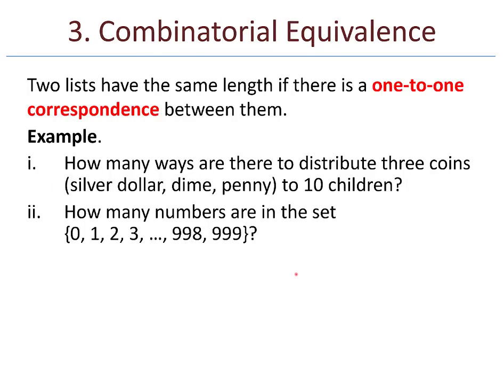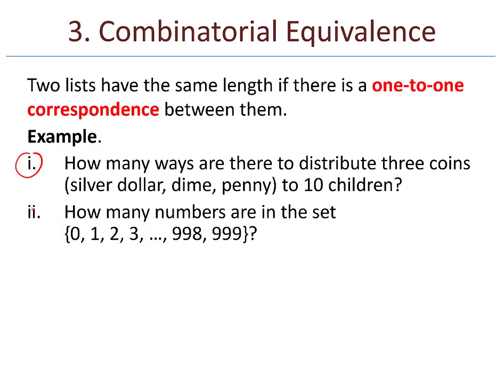Our third big idea in this section is combinatorial equivalence. This is a deceptively powerful idea. You see mathematicians employ this a lot professionally. Two lists have the same length if there is a one-to-one correspondence between them. Here's an example. So set 1, counting problem number 1, might be, how many ways are there to distribute 3 coins, say a silver dollar, a dime, and a penny, to 10 children? So that's a counting problem. How many ways are there to distribute these 3 coins to the 10 children?